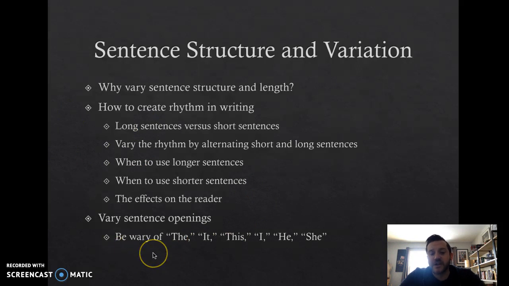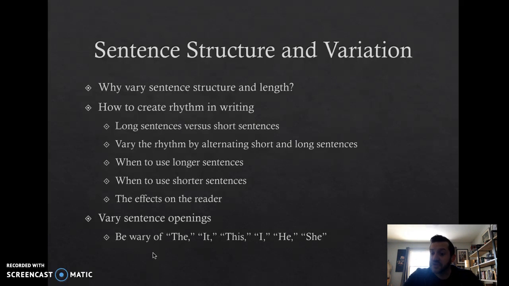Another part of this is varying your openings. Repetitions in general, repetitive word choice in general, is problematic in that it can distract the reader. If you have the same word used a bunch of times, you're not intentionally doing this, but every time you get to that word, you almost pause and you're like, wait, they just said that. So you don't want to distract the reader in that way.